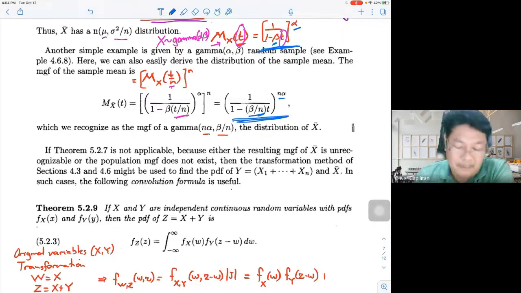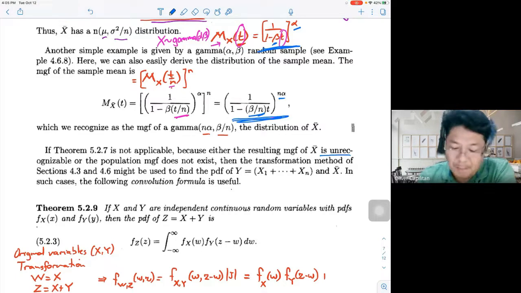May sa next natin na paragraph, it says there, supposing yung theorem 5.2.7 is not applicable. In other words, either the resulting MGF of x bar is unrecognizable, we cannot recognize the resulting MGF, or yung population MGF does not exist. So we're going to apply the transformation that we have learned in sections 4.3 and 4.6. Yun naman ang transformation method that we have.